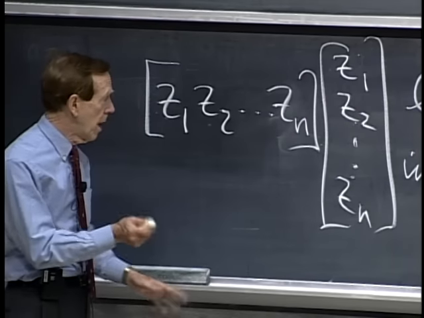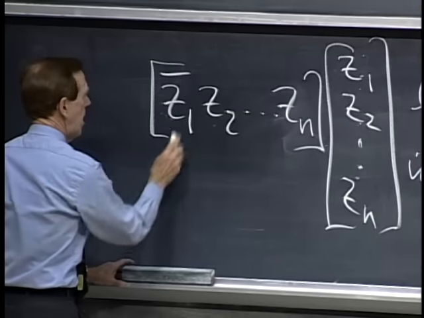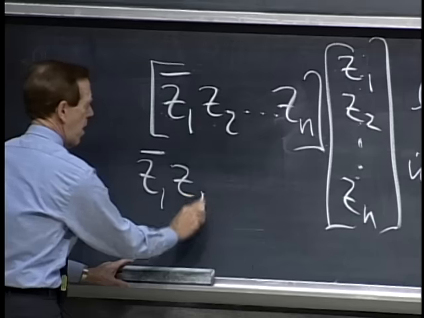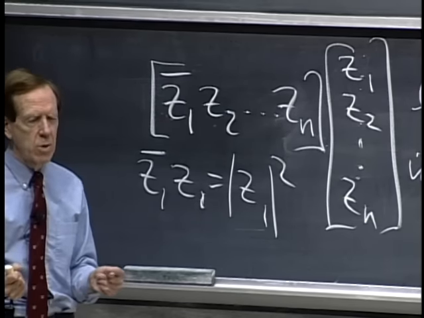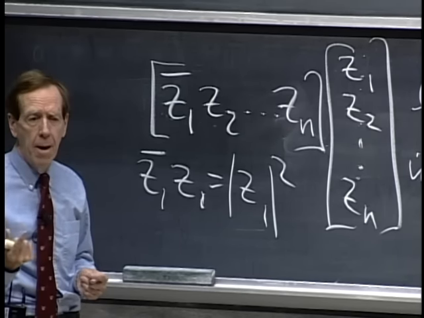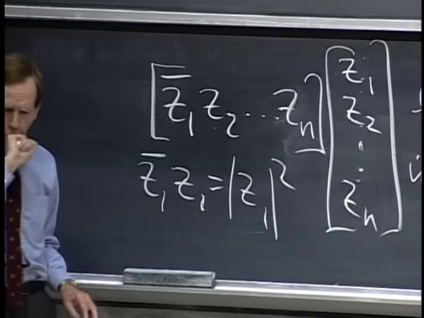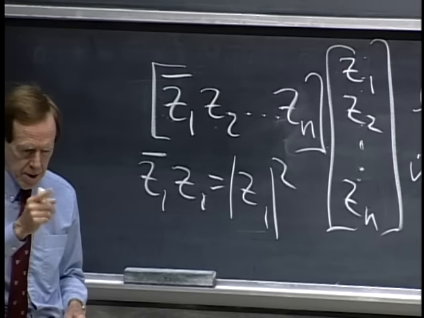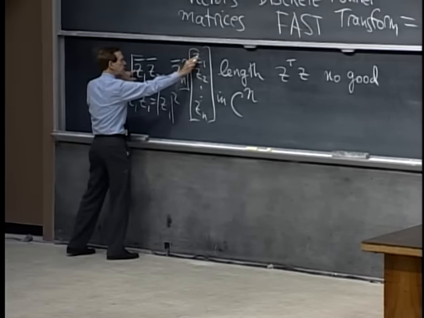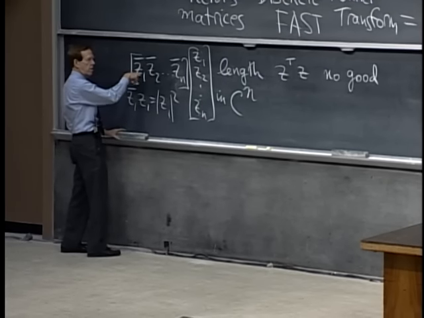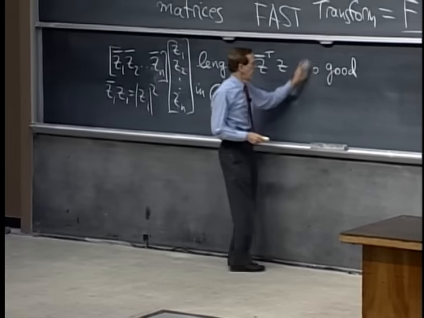What I really want is z1 conjugate times z1. You remember that the first step will be z1 conjugate z1, which is the magnitude of z1 squared, which is what I want. That's like 3 squared or 5 squared. Now if z1 is i, then i multiplied by minus i gives 1, plus 1. So the component i has modulus squared plus 1. That's great. So what I want to do is z1 bar z1, z2 bar z2, zn bar zn. You remember this complex conjugate. There's the point. Now I can erase the no good and put is good.